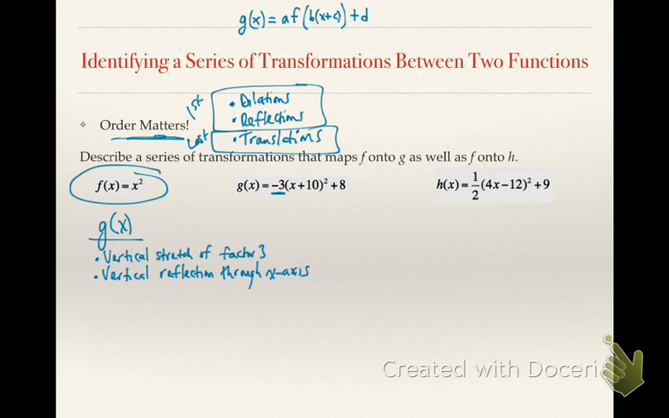Now let's take care of the horizontal dilation and reflection as well. I'm not multiplying the x by anything other than 1, so it's not getting larger or smaller. It's staying the exact same in the x values. And there's no negative in front of the x, so there are no horizontal dilations or reflections. Now let's look at the translations. The plus 8 is telling us that we're going up 8 units. And the plus 10 means that we're going to the left 10 units. Remember, if it's plus 10, that means we're going in the negative direction 10 units. So those are the series of transformations that map f onto g.